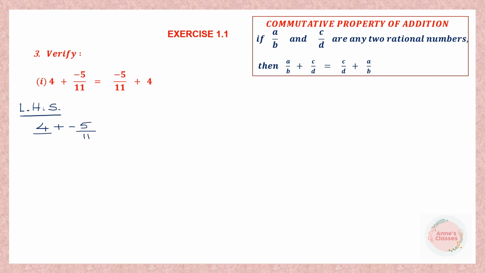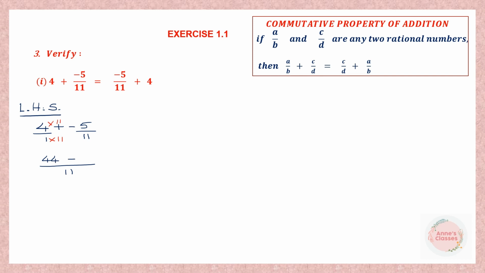So let's make this 4 by 1. The LCM here is going to be 11. Now let's look at the first rational number. It's 4 by 1. The denominator is 1. 1 into what will give you 11? 1 into 11 itself. So multiply this by 11. That means multiply this also by 11. 4 into 11 is 44.